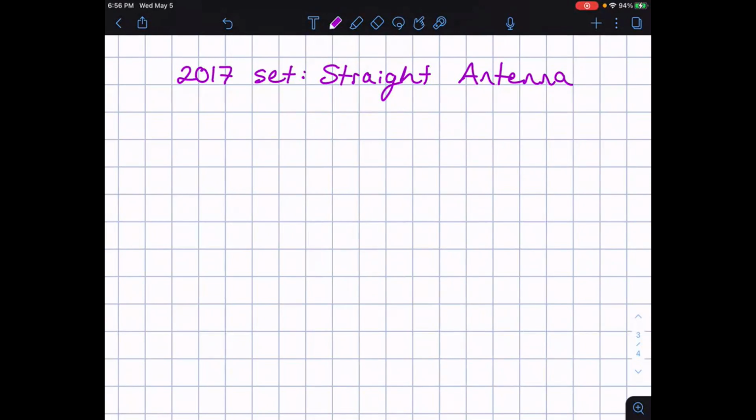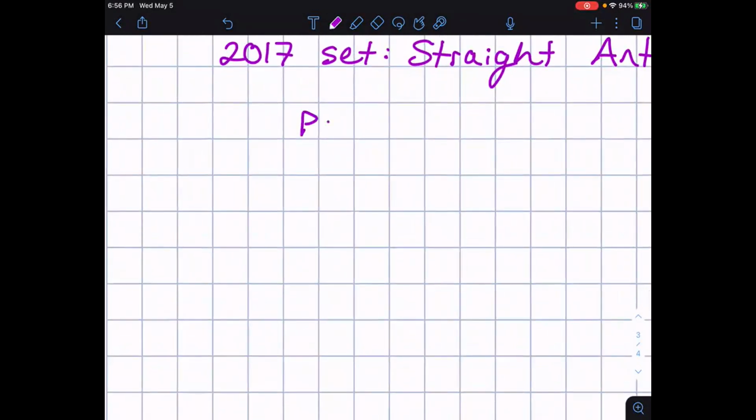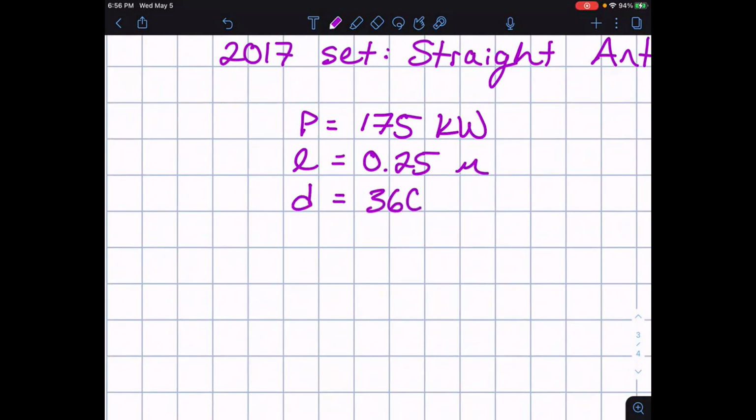The local TV station is broadcasting signals into a sphere at some power equal to, I have 175 kilowatts for that, but keep in mind, it'll just be some number. If our straight antenna has a length L equals 0.25 meters, and your TV is at a distance of 36 kilometers, 36,000 meters away from the broadcast tower, what is the maximum possible signal voltage produced by your makeshift antenna? Express your answer in millivolts.